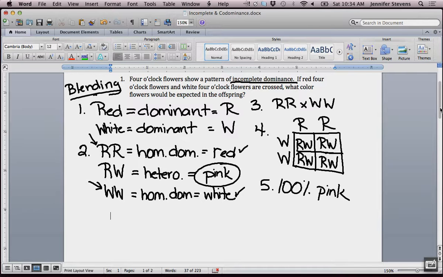Okay, so figure out what type of dominance it is. Is it incomplete or is it codominance? That's going to tell you if it's blending or not blending. When you are done with your practice problems, please feel free to come up and check them with my answers. This is really important that you get down so that you don't make mistakes when it comes time for your test.